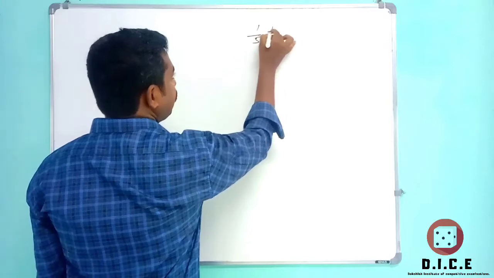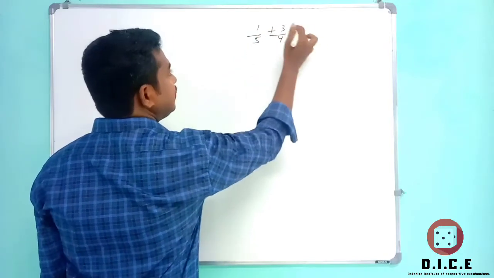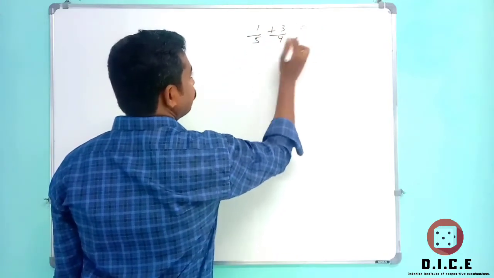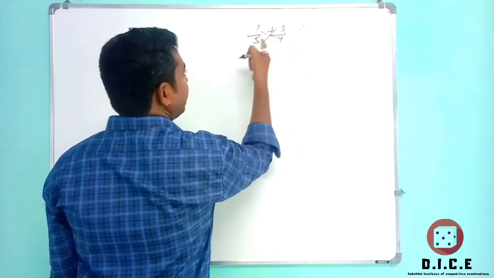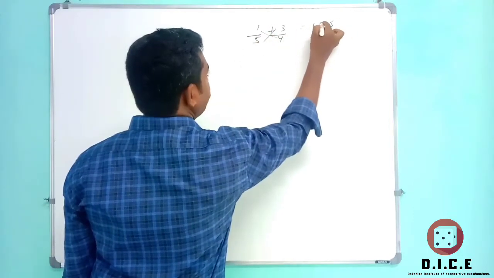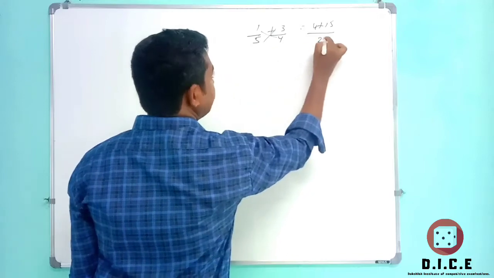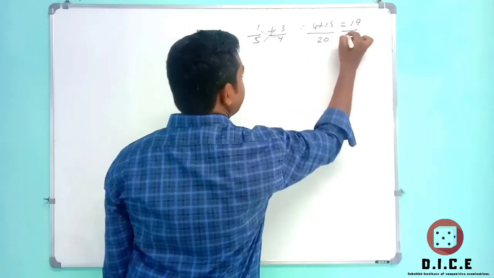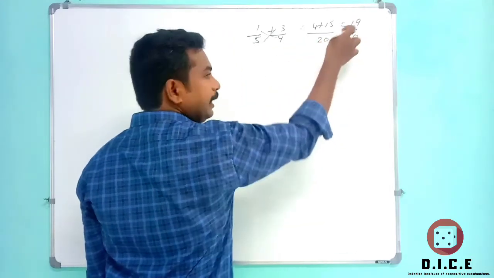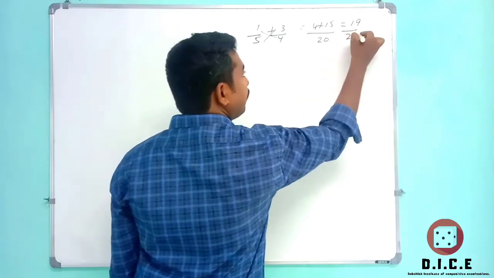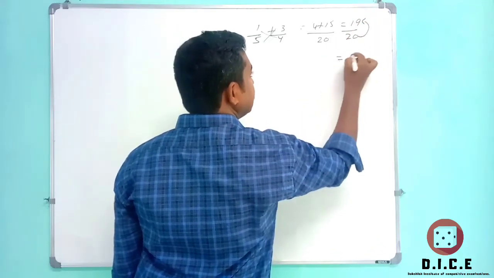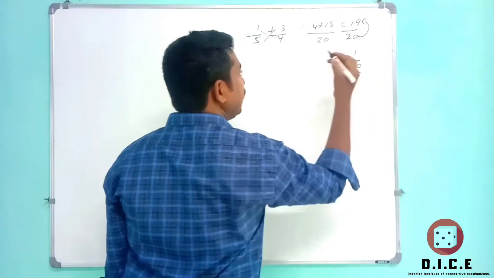1/5 plus 3/4, simply cross multiply: 5 3s are 15 and 4, 4 plus 15. 5 4s is nothing but 19 by 20. So already 19 parts from 20 parts are used, and the remaining part will be 20 minus 19, that is nothing but 1 by 20. This should be the remaining part.